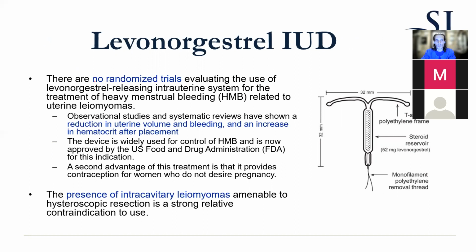Levonorgestrel IUDs, there are no randomized trials looking at their use, but for heavy menstrual bleeding as it's related to uterine leiomyomas, there are observational studies and systematic reviews that show that it helps a little bit.